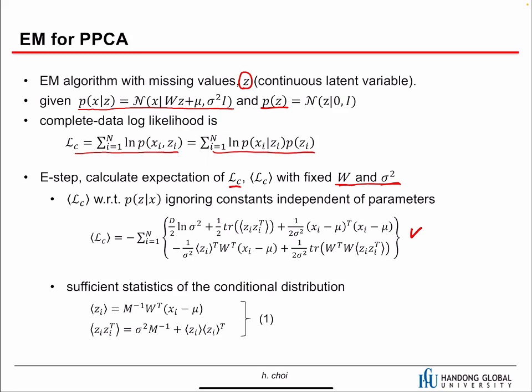And in these expectations, we have the expectation of z sub i and z sub i transpose, and the expectation of z sub i. And x is given, and we already estimated this mu based on the sample average, which is the maximum likelihood estimate. And W is fixed and sigma is fixed. So we have to calculate this one and this one. This one can be obtained by this one, and this one by this one.